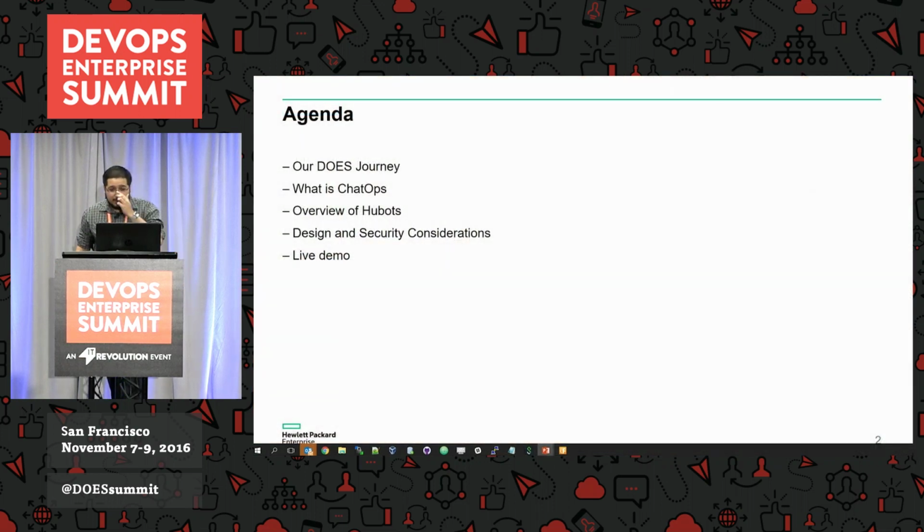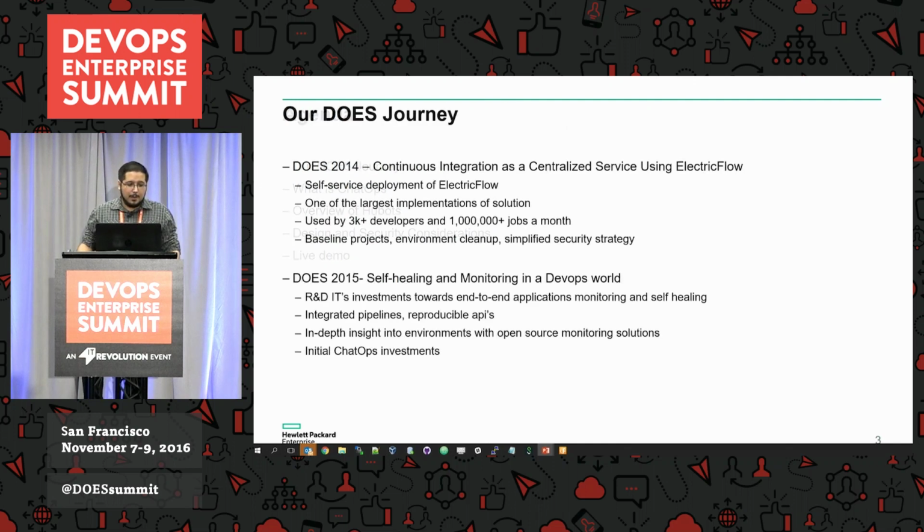We'll talk a little bit about our DOS journey. DevOps is a journey, so it's important to see where we've been and where we are now. We'll talk about what ChatOps is, give an overview of Hubots, one of the key enablers of the ChatOps movement. We'll then follow with design and security considerations to keep in mind, follow up with a quick live demo, and a couple of words from quick research that we did on collaboration and what it means to DevOps industries.